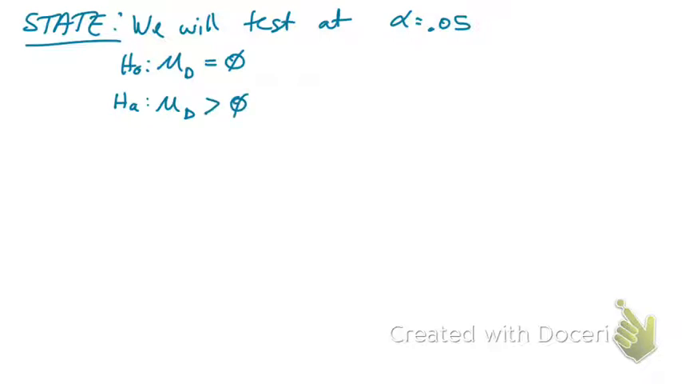Now, the alternative would be that the mean difference is greater than 0. Because remember, we're testing whether or not caffeine helps your depression. So your caffeine score should be lower, because lower depression score. Caffeine score should be lower than the placebo score, and we're doing placebo minus caffeine, so we should be getting positive numbers.